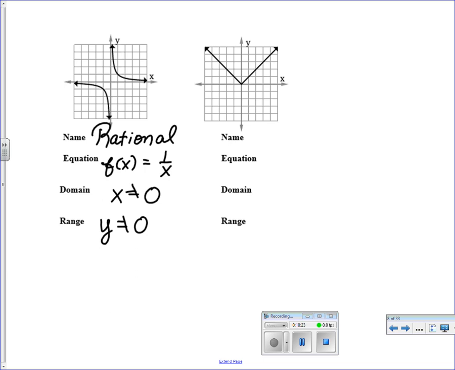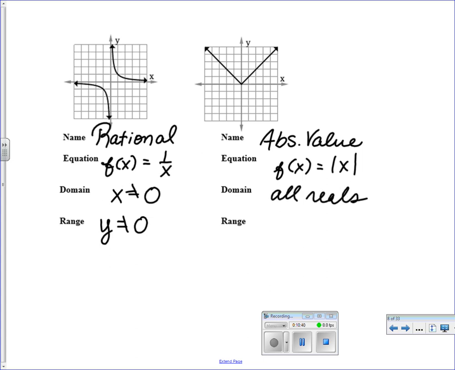And then the last one, of course, you should know because that's absolute value. The equation is f of x is equal to the absolute value of x. Can I put in any number I want for x? Yep, all reals. And then notice, wait a minute, there's nothing down here, so what is that telling me about my y's? Yep, they're greater than or equal to 0. So there's all your parent functions in a nutshell. What do you think? Yay? Nay?